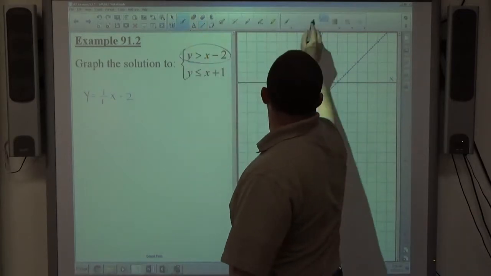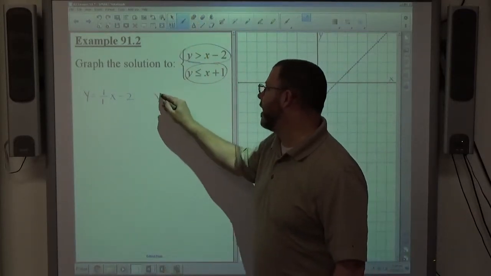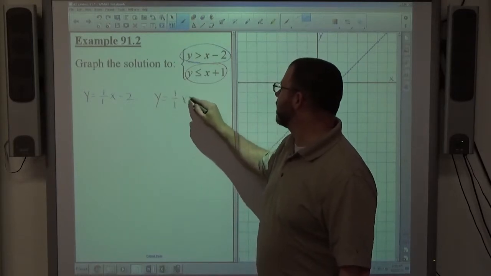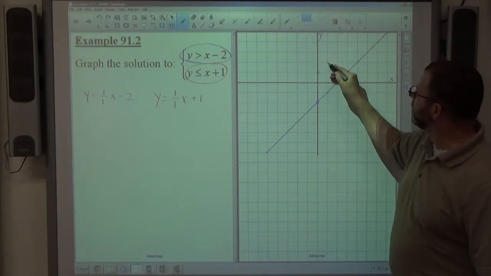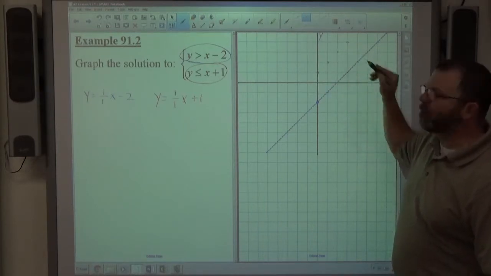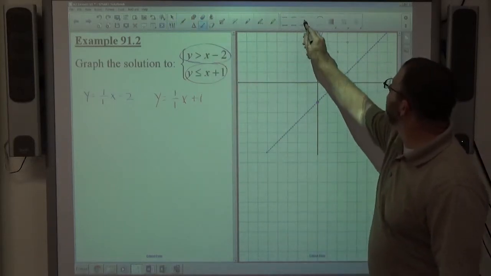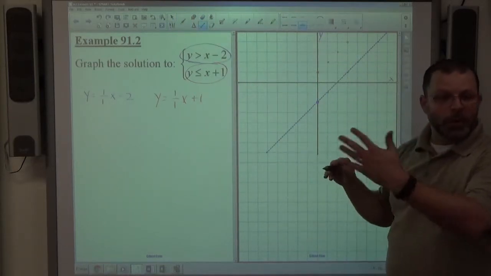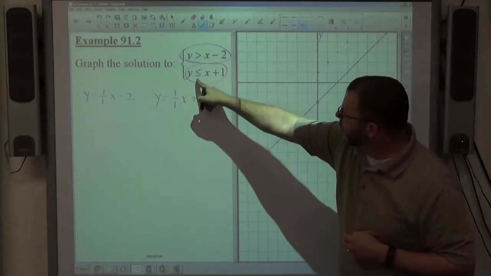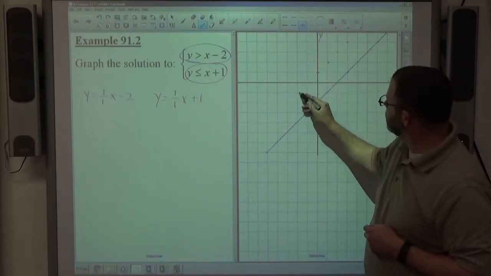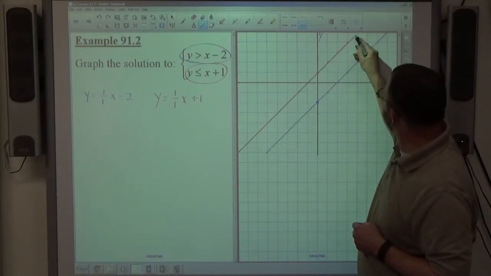And then if we look at the other equation, we'll do that in red again. y is less than or equal to x plus 1. I'm just going to do y equals 1 over 1 x plus 1. So my y-intercept is 1, my slope is 1 over 1. Notice they have the same slope, different y-intercepts. We've already learned about that. Those are parallel lines, right? So there's no intersection point here. So instead of creating 4 regions like the last one, without an intersection we're going to get 3 regions. I'm going to use a solid line this time because of the equals.